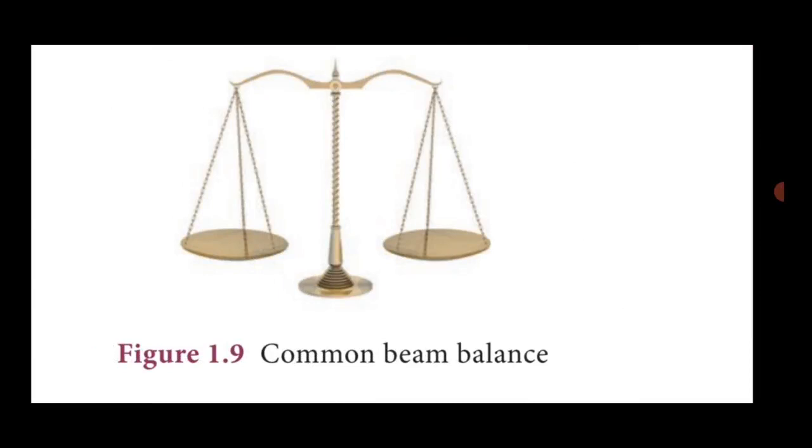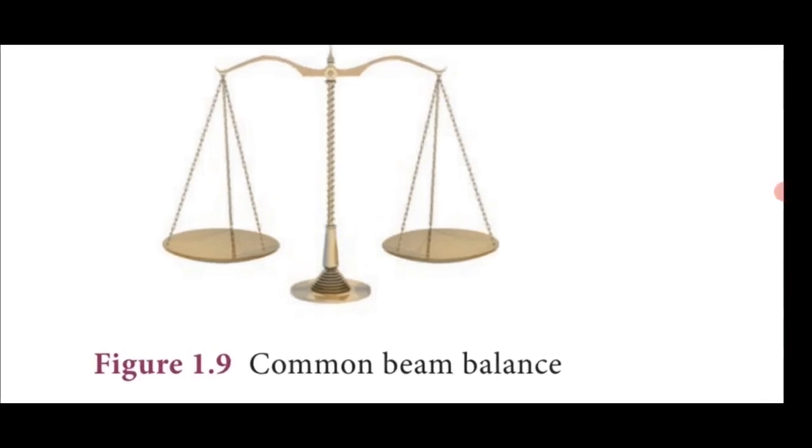This is the common beam balance picture. There are two pans, one on each side. On one side we put the standard reference masses, from 5 gram up to 5 kilogram. On the other side, we put the weighing object.